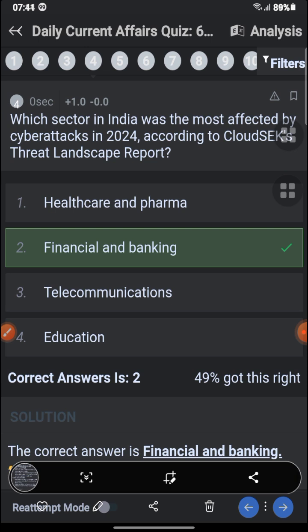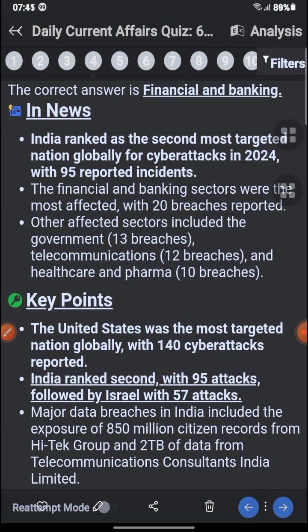Which sector in India was the most affected by cyber attacks? That is the financial and banking sector. India ranked as the second most targeted nation globally for cyber attacks. The financial and banking sector were the most affected, and the United States was the most targeted globally, with 140 cyber attacks. India ranked second with 95 attacks, followed by Israel.